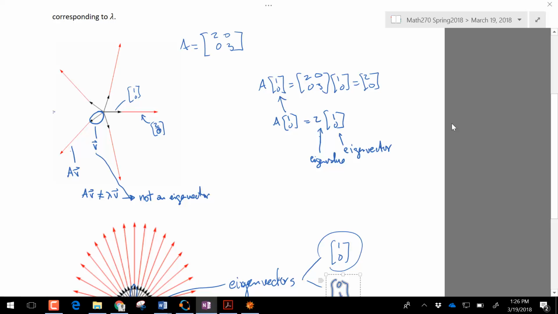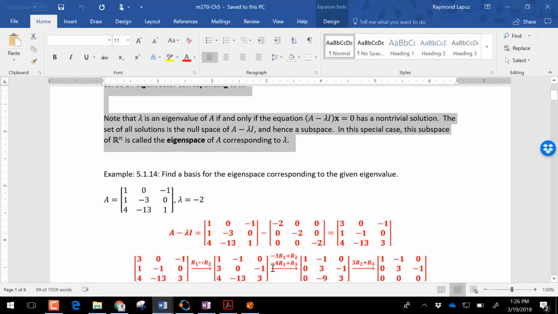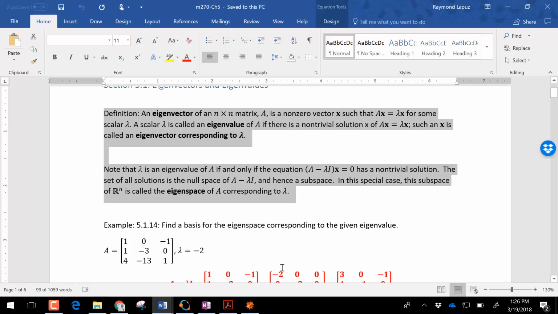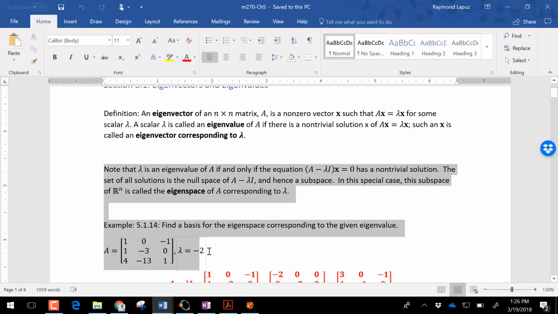All right. So let's see, what else can we say about eigenvalues and eigenvectors? Here's an example. I have the solutions here already. An eigenspace, so if lambda is an eigenvalue of A, if and only if the equation has a non-trivial solution, and the set of all solutions, the null space of this matrix, forms a subspace, and that's called the eigenspace. So let's do this as an example. Find the eigenspace of this.